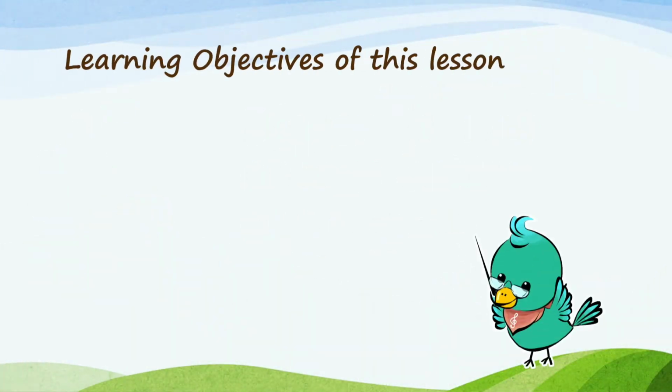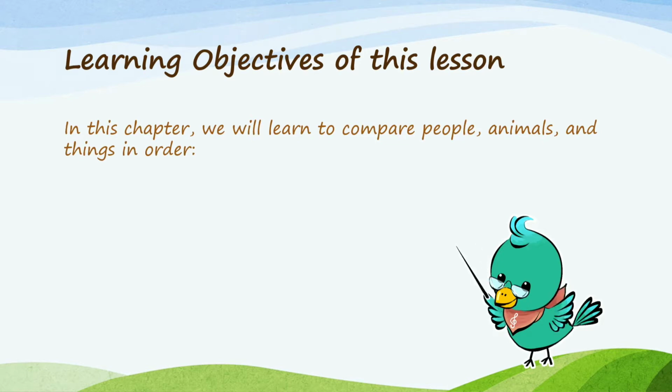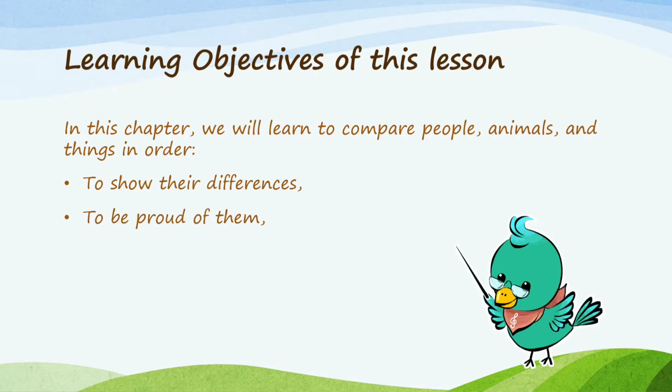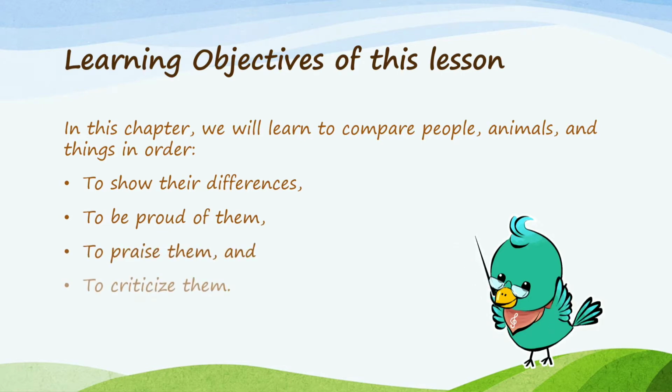Learning objective of this lesson. In this chapter, we will learn to compare people, animals, and things in order to show their differences, to be proud of them, to praise them, and to criticize them.